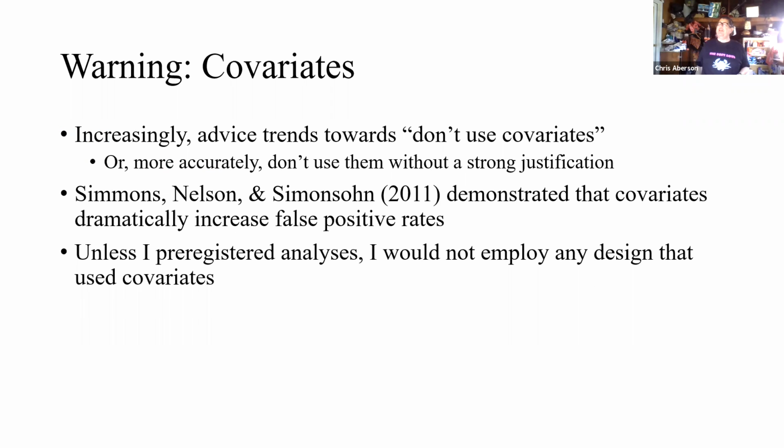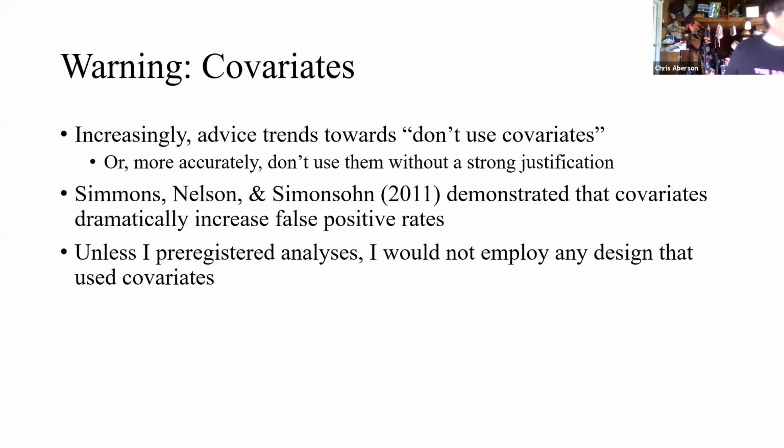Some warnings about covariates. If you took my Psych 642 class, you probably heard about this. Increasingly, there is advice to avoid covariates. Just don't use them, or I would say don't use them without very strong justification. This article by Simmons, Nelson, and Simonsohn, which is coming up on its 10th anniversary, called False-Positive Psychology, is a very influential piece, with tens of thousands of citations, I believe. What they demonstrated using simulations was that if you throw in covariates, this is going to dramatically increase the rate of false positives.